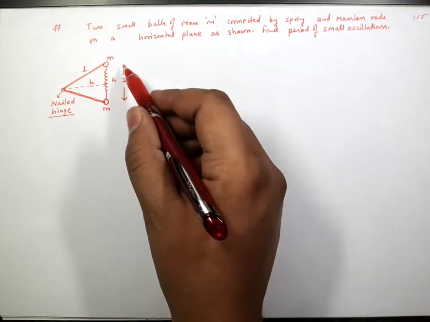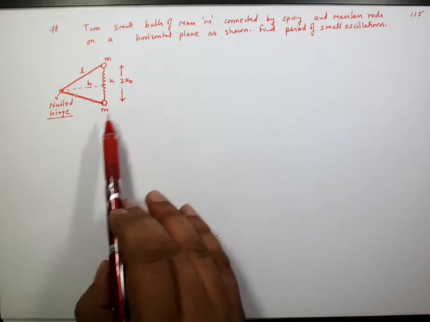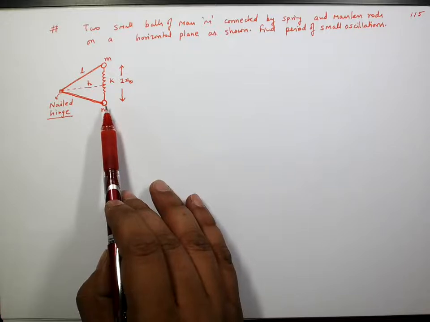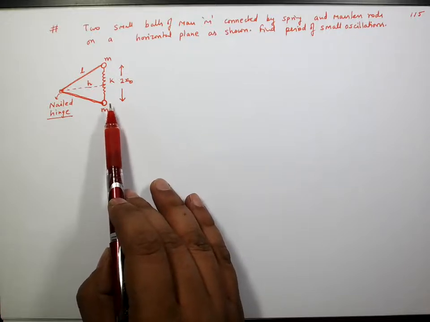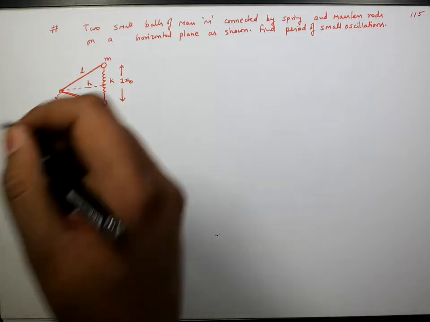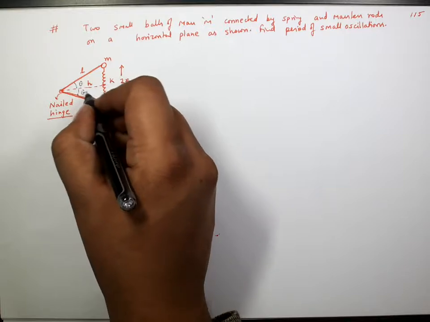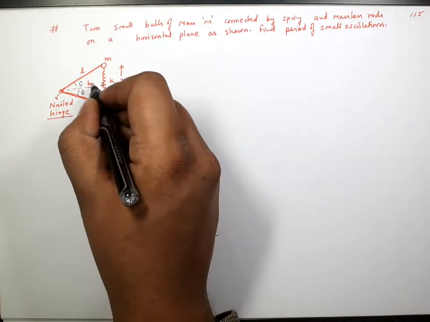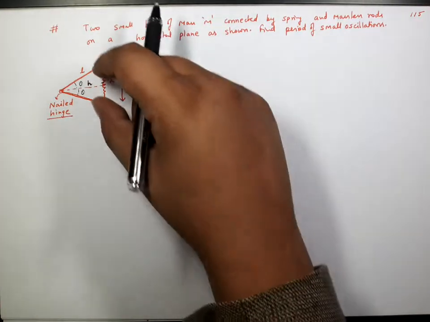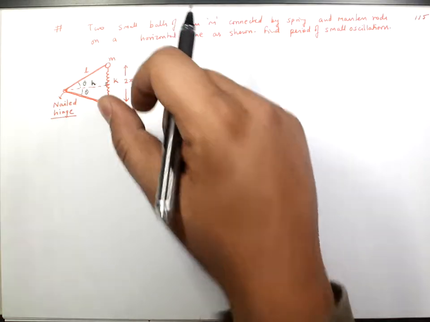and the unstretched length, the natural length of the spring, is 2x naught, and we have to find the time period of small oscillations. Now small oscillations here will be of angular nature. Let us say this angle is theta, this angle will also be theta, this is the perpendicular where this distance is h. Now suppose we displace both these balls slightly from their mean position.